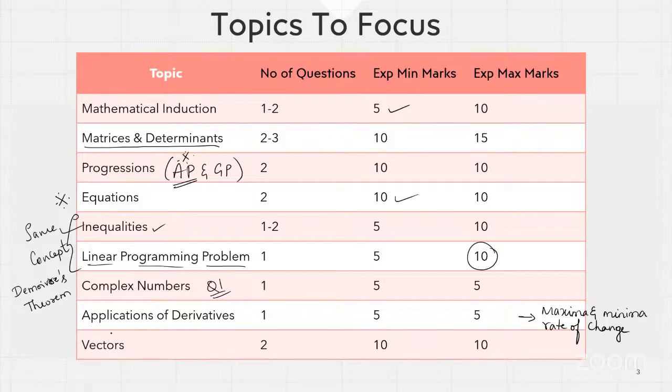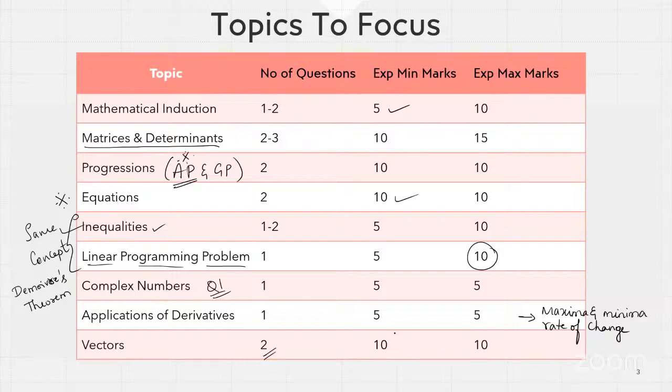Vectors, if you find it easy, you need to know the concepts, when to use which method. Simplification is not actually difficult. So it depends on you. Some people don't like vectors. I personally don't like vectors, but it is easy. So if you're able to learn it, then you will definitely get 2 questions, one in the compulsory question and one later on. So that will give you 10 marks.